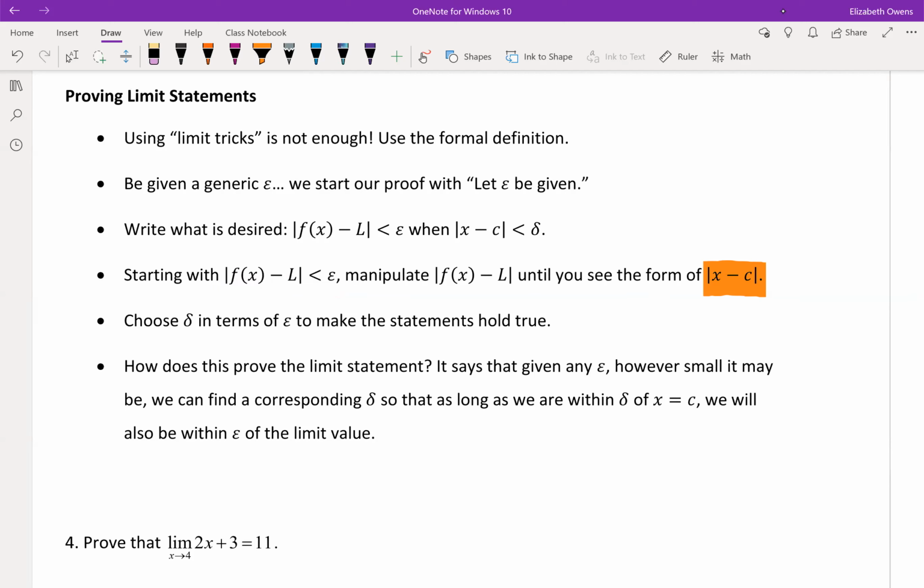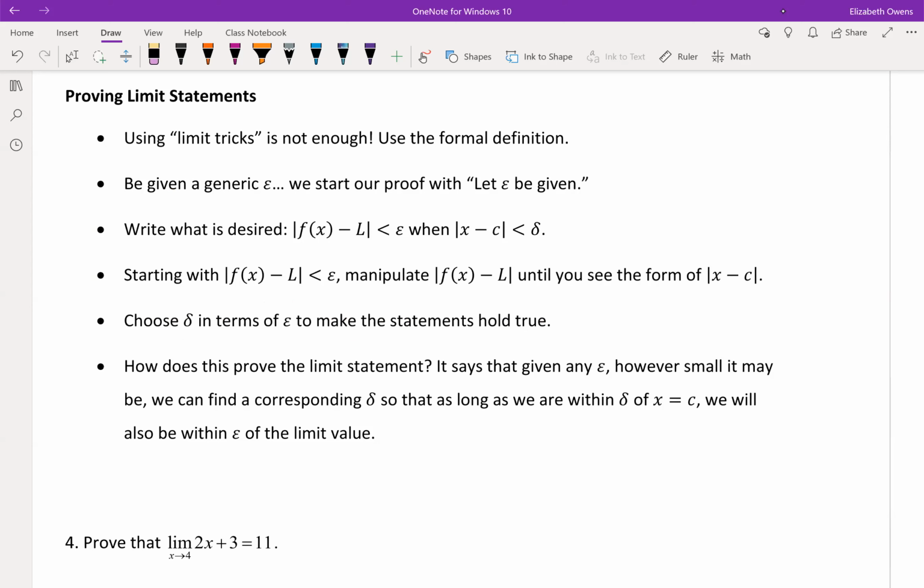Okay, once you see that absolute value of x minus c, it is still going to be in an inequality statement, okay? So it's going to still be less than something. So that something, when we see absolute value of x minus c come out, that is going to be less than delta. So that's going to essentially find your delta value to go with the generic epsilon that we were given. Okay, and that's the last step here, to choose delta in terms of epsilon to make the statements hold true.